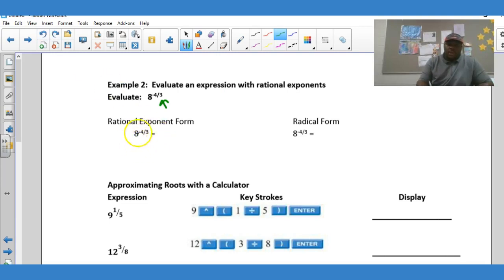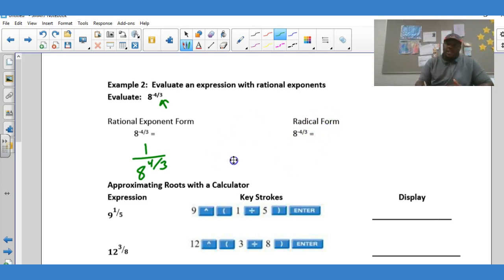All right, for this portion right here, it just says rational exponent form. So to make this rational, remember, you don't want a negative exponent. So we're going to move it to the bottom, like that. That was positive, okay? So now we bring it over here. Let's just put it in radical form.